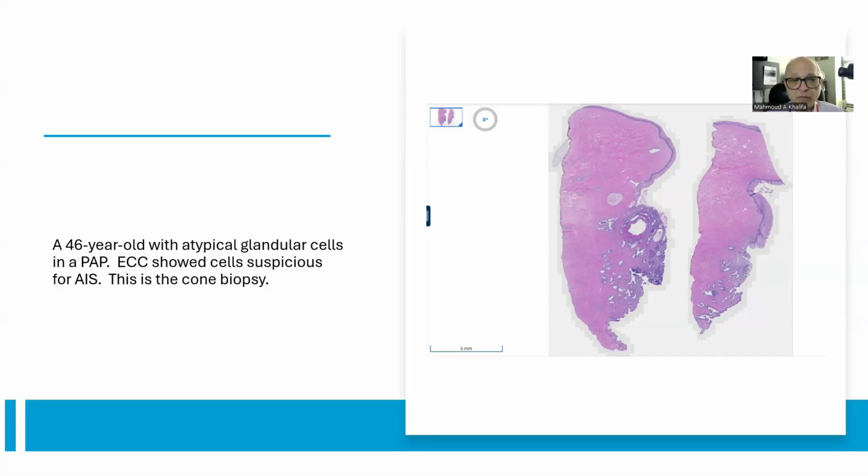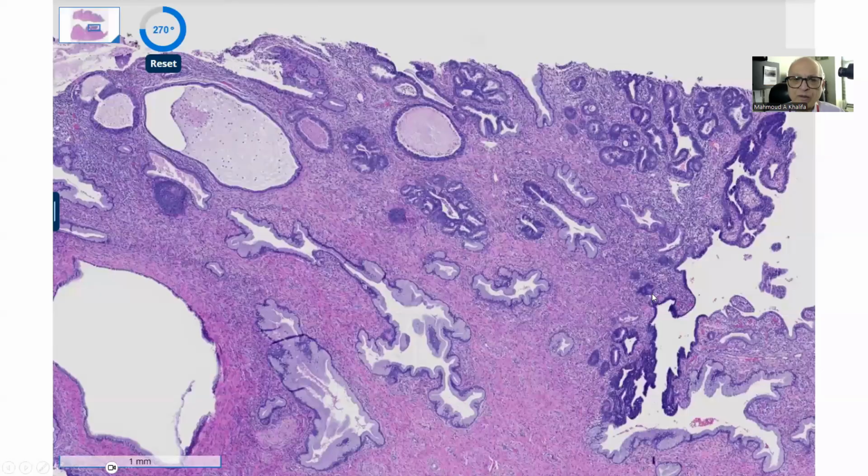Next case is a 46-year-old with atypical glands shown on PAP. They did ECC. The pathologist called it atypical cells suspicious for AIS. So they went ahead and did the LEEP. And here's the LEEP. You can see ectocervix, you see endocervix, and here's the transformation zone. I think this is the area that we will need to look at. I think this piece is fine. This is the area where there is an abnormality.